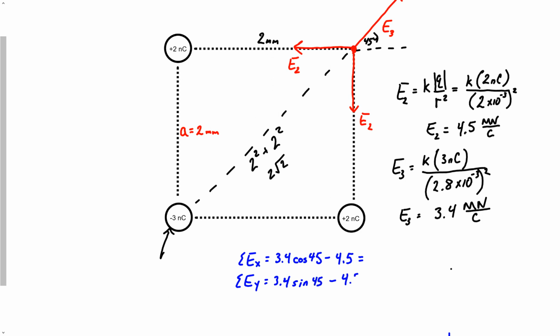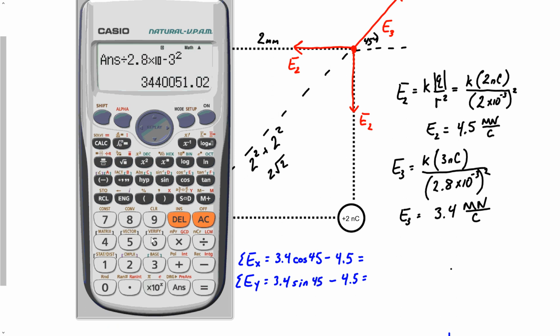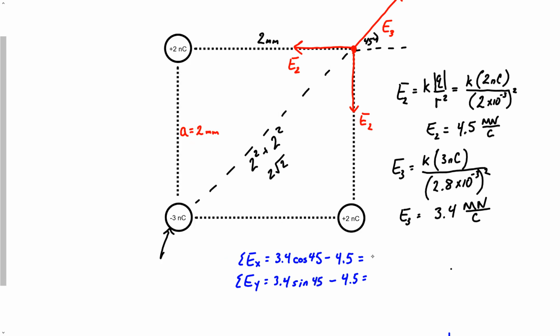Guys, I've got to be honest, if you're at this part in physics and you're watching this and you're getting lost, you really need to go back to an older video to play catch up. So 3.4 cosine, making sure my calculator is in the right mode, minus 4.5. So this would be, I come up with negative, I'm going to say negative 2.1, and that would be a meganewton per coulomb electric field.